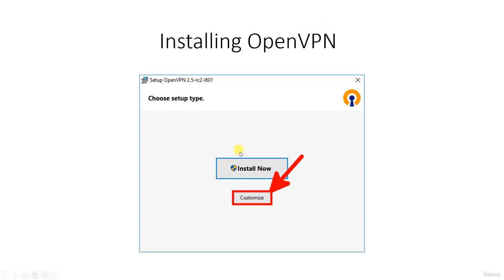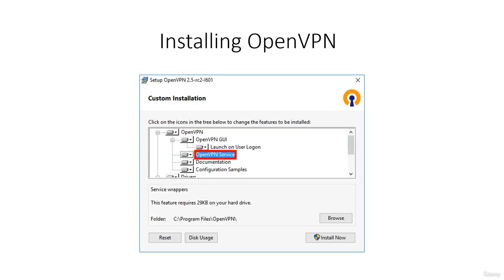You don't need to click install, you need to click customize, because you need to customize something in our OpenVPN service. If you want to install OpenVPN as a server, we need to choose customize, otherwise you cannot use OpenVPN as a server. So click customize, then click this OpenVPN service, because we need to enable the OpenVPN service in order to make it work at boot.